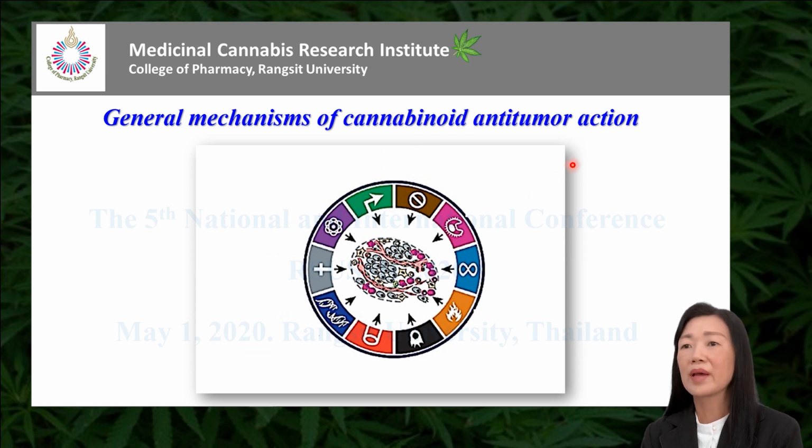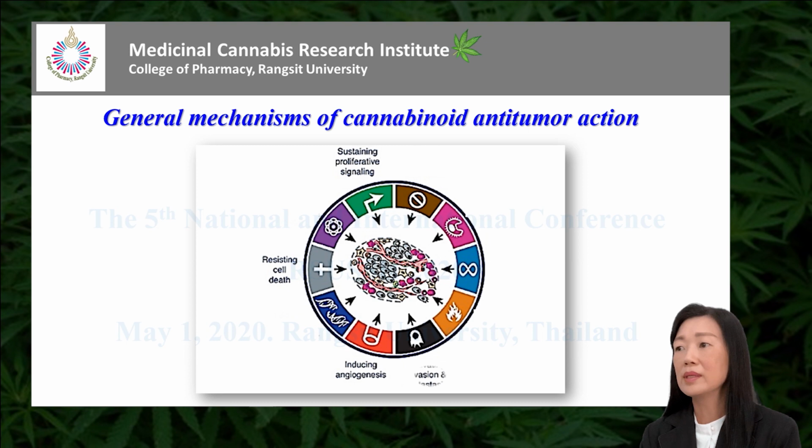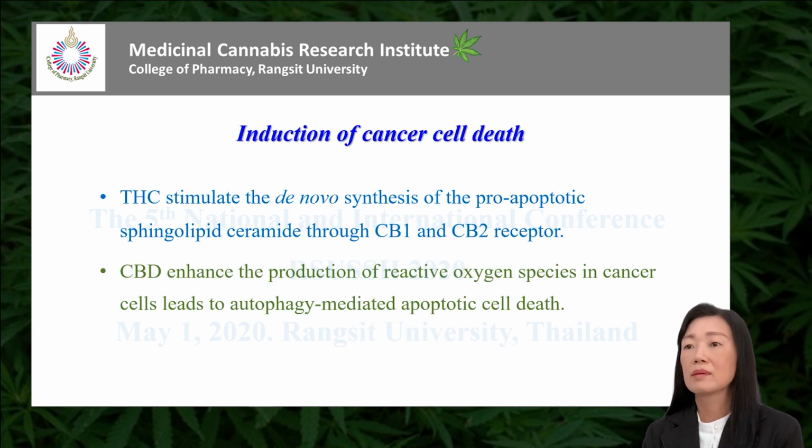From the hallmarks of cancer, the general mechanism of cannabinoid anti-tumor action is likely to involve four capabilities: sustained proliferative signaling, resisting cell death, inducing angiogenesis, and activating invasion and metastasis. The first mechanism of cannabinoid anti-tumor action is induction of cancer cell death.